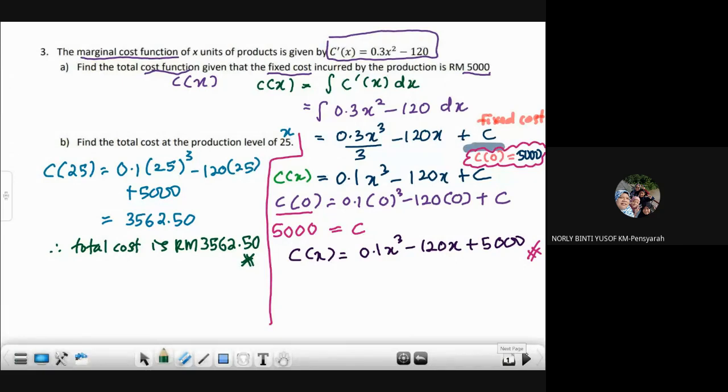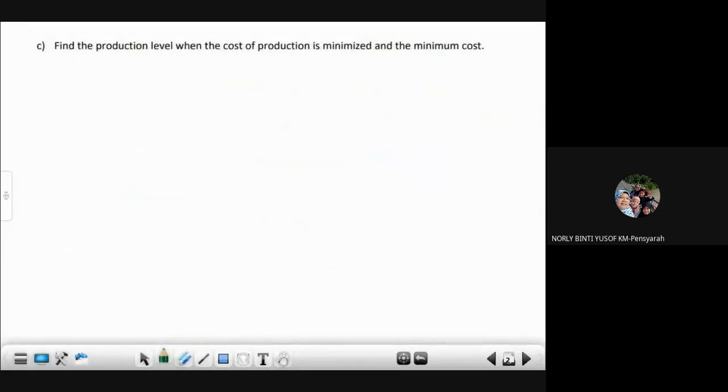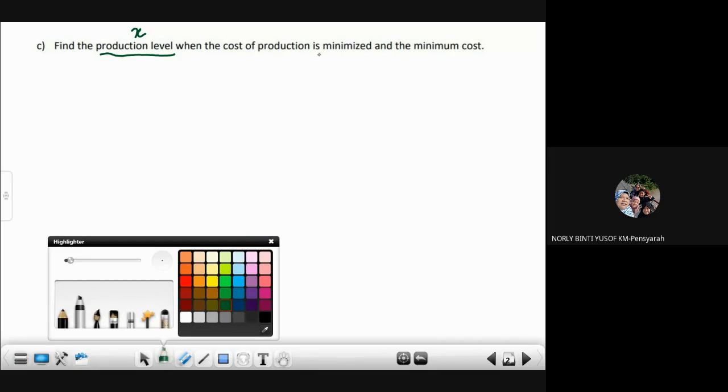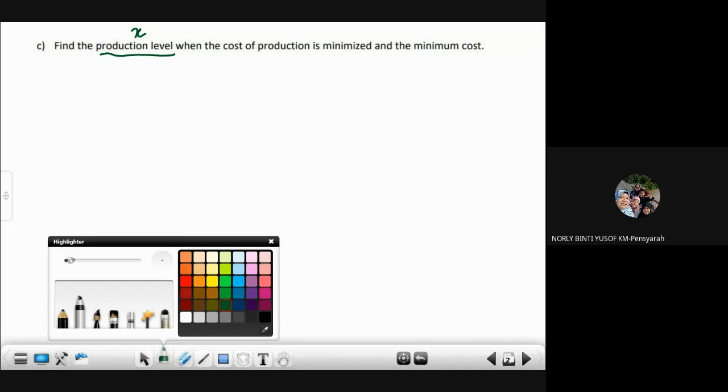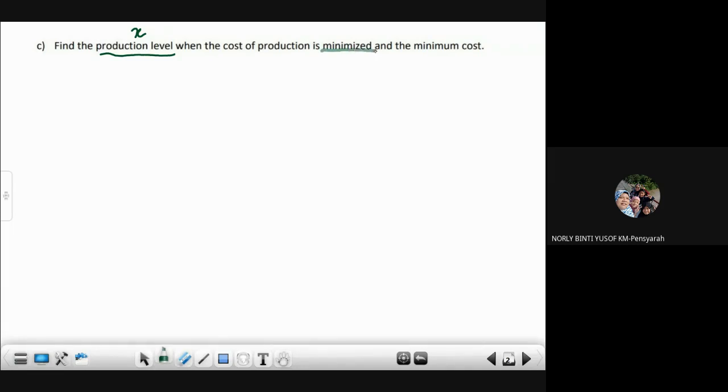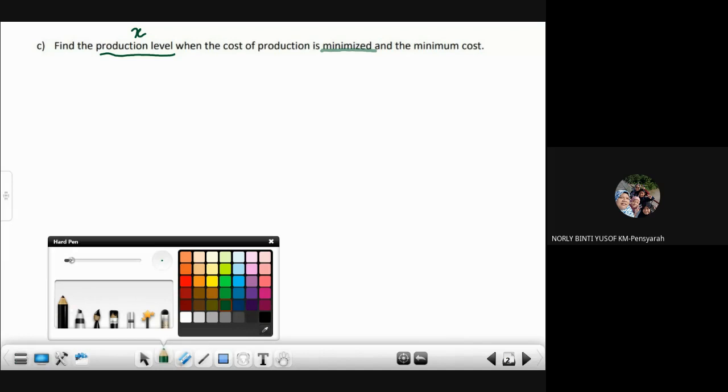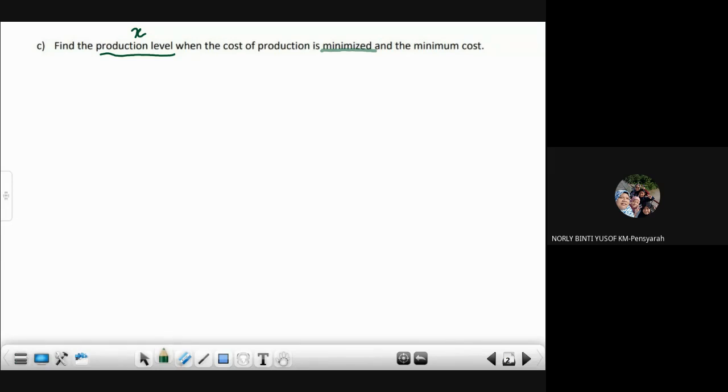So we look at question C. Find the production level, you know that there is X, when the cost of production is minimized. So the word minimize, this is the keyword that you need to know. Minimize or maximize. Okay, and the minimum cost. So you ada dua lah. Satu nak cari production level, satu lagi nak cari minimum cost.